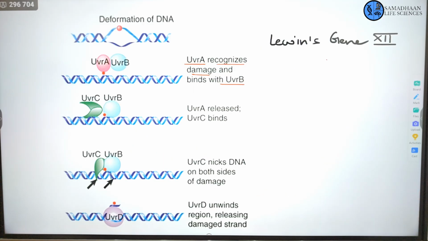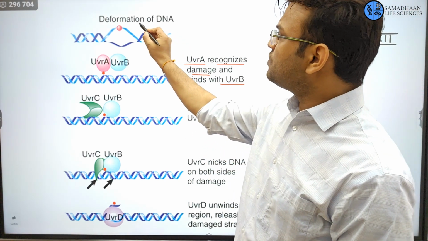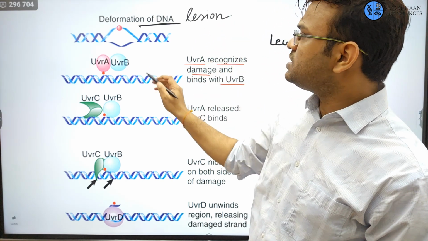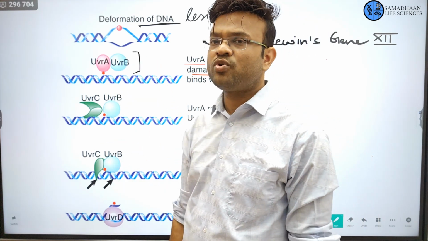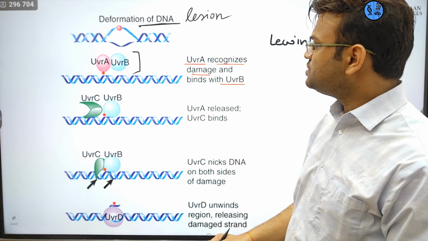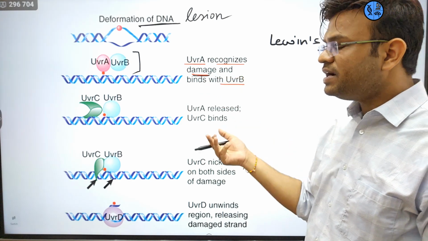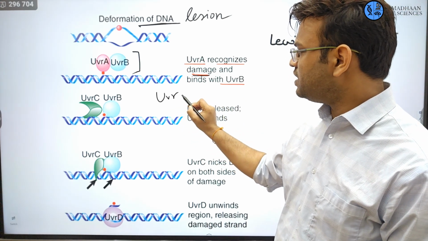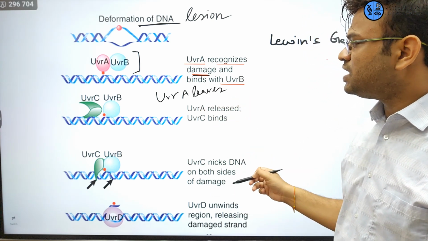Okay. So this is a photograph that I have obtained from Lewin's Genes 12, and in this photograph you can clearly see what is happening. This is the area of the deformation of DNA. In other words, you can call this portion a lesion. This lesion is first recognized by UvrA and UvrB, the first two proteins that bind to it. The function of UvrA is to recognize and identify the damage, and then UvrA leaves.